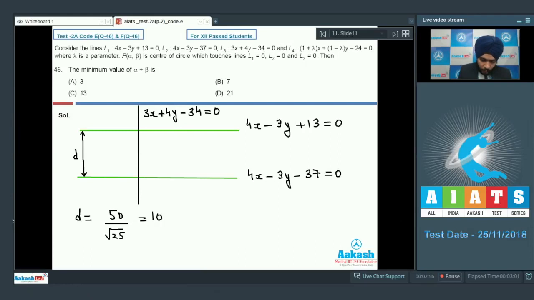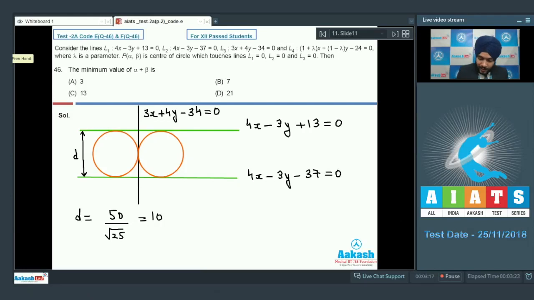There are two possibilities of the circles here. First circle can be something like this, touching all the three lines. So we have to be careful like this. And then another possibility is on this side. There are definitely two possibilities. That is why they are asking the minimum value of alpha plus beta.